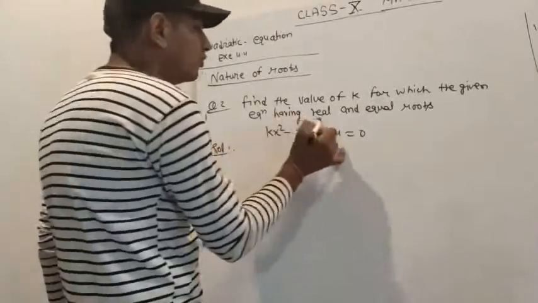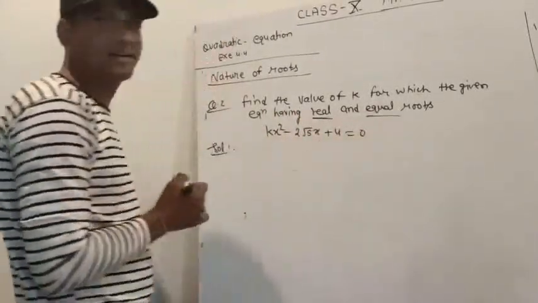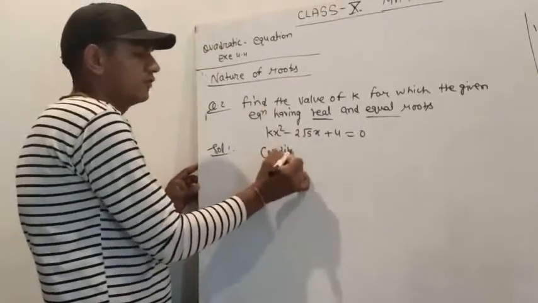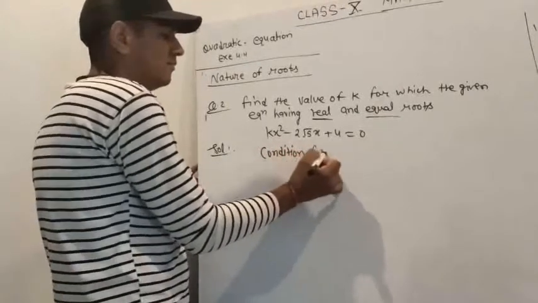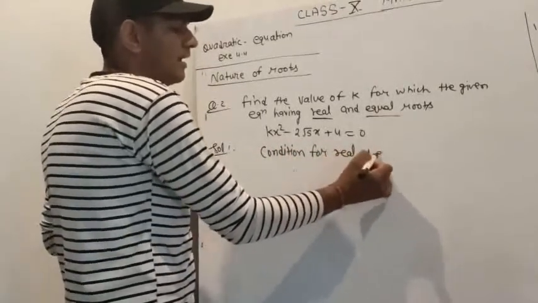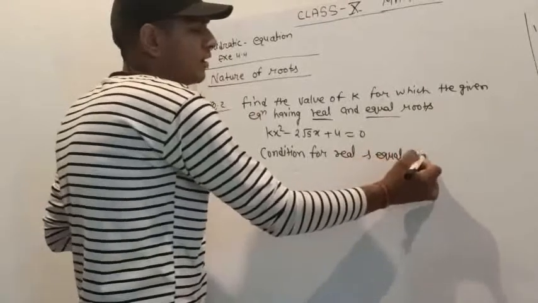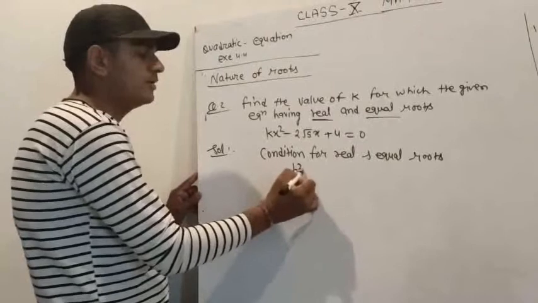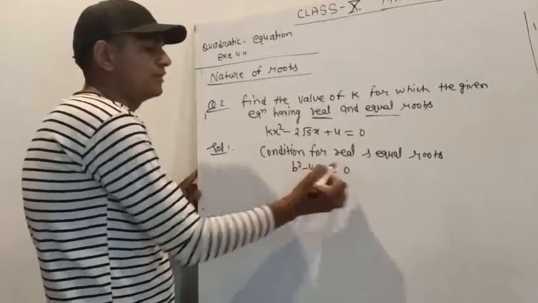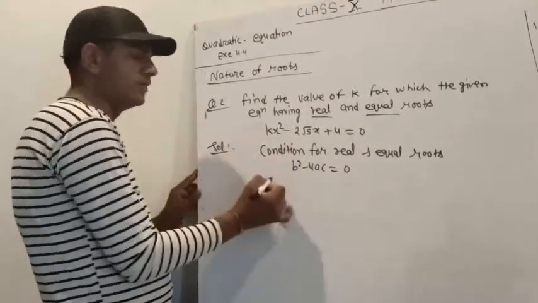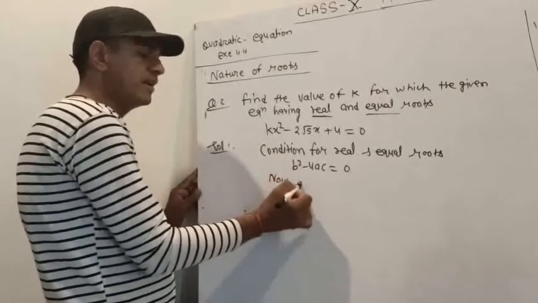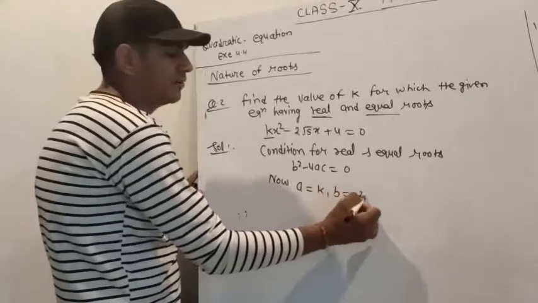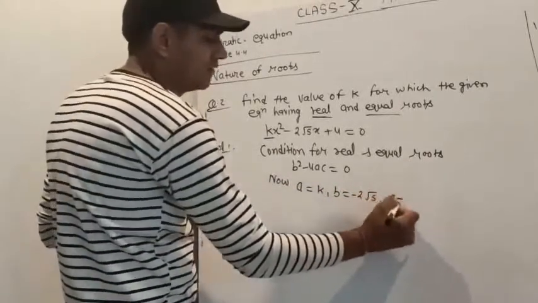What is given to you? Roots are real and equal. So what is the condition for roots real and equal? The condition for real and equal roots is b square minus 4ac equals 0. Now we will find the value of a. What is the value of a? k. What is the value of b? Minus 2 root 5. And what is the value of c? 4.